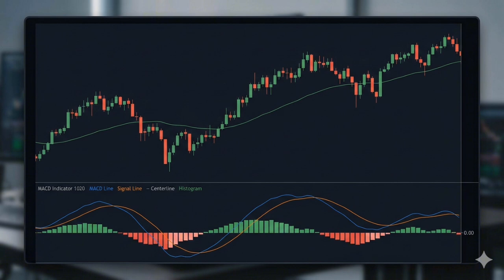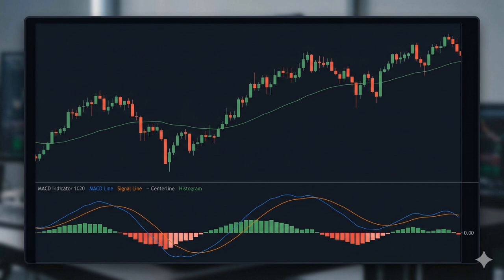Whether you are a day trader or a long-term investor, understanding the convergence and divergence of these lines can be the difference between a winning trade and a missed opportunity. Today, we're stripping away the complexity to show you exactly how it works.